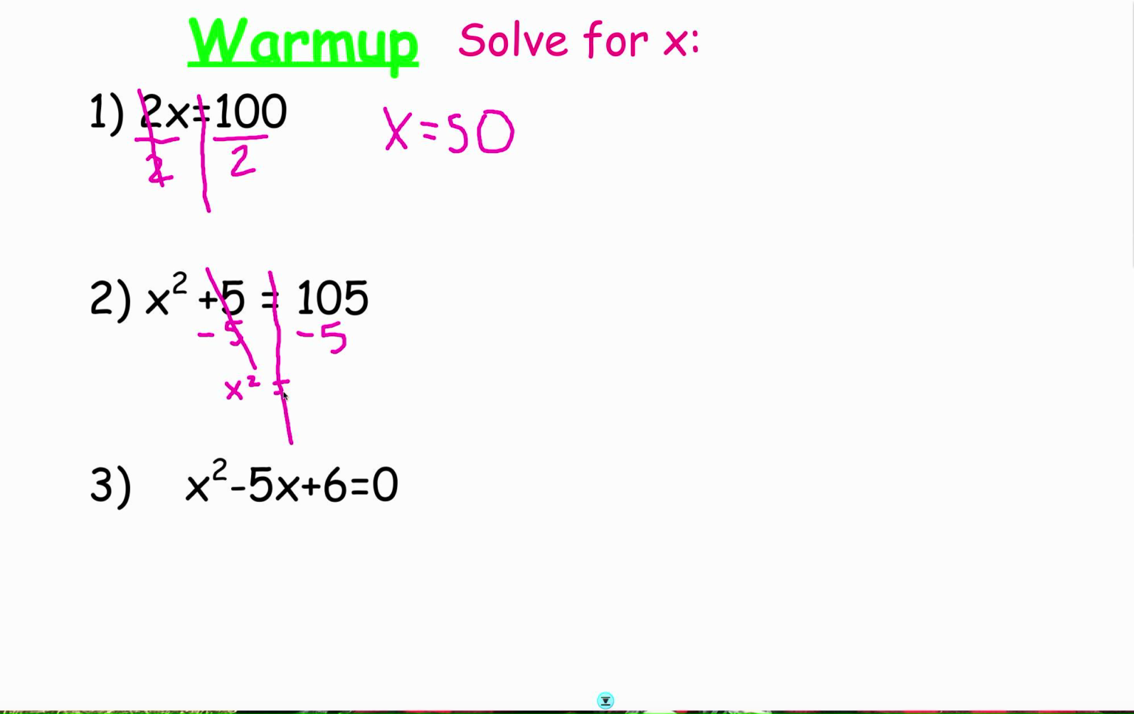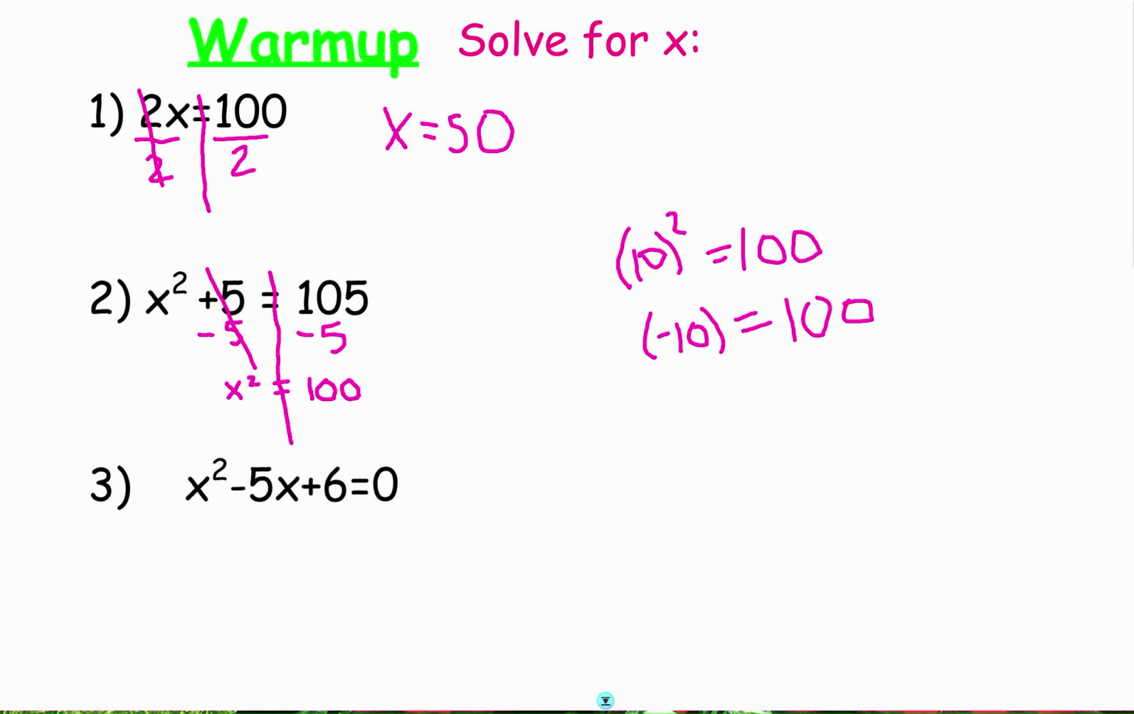Now here you've really got to think about this, because everybody is quick to say 10. 10 squared is 100, but there are two numbers that when squared will give you 100. 10 squared is 100, and also negative 10 squared, because negative 10 times negative 10 is 100.